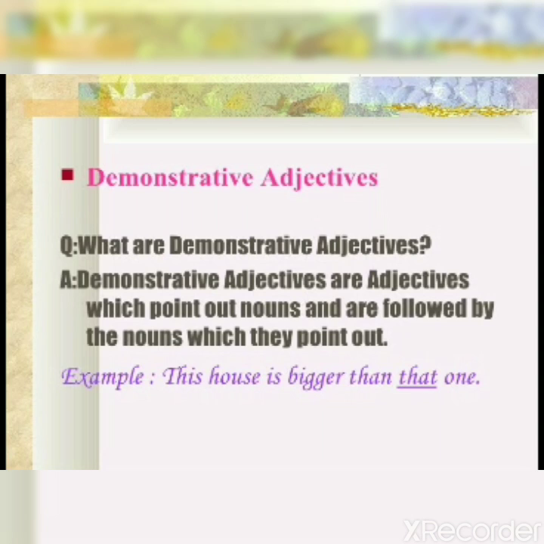For example, this house is bigger than that one. So in this sentence, our noun is house. And here we are still talking about the house. This house is bigger than that one. So here that is our demonstrative adjective as it is pointing out the noun.